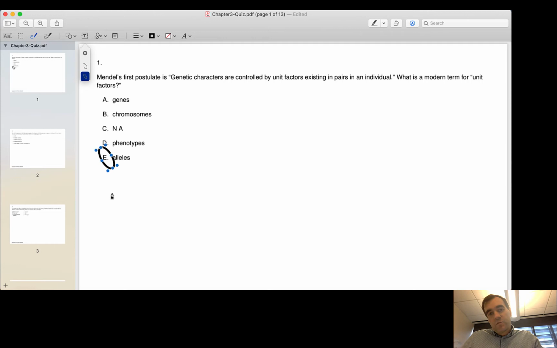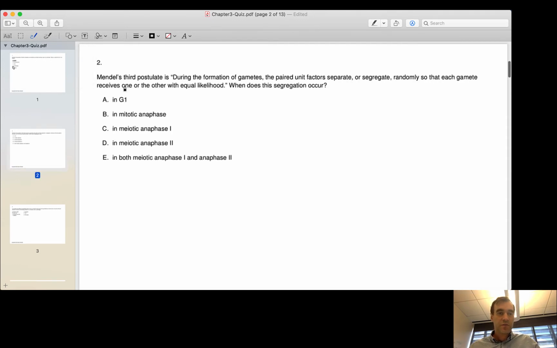So the trick to this is the fact that the unit factors exist in pairs. So we have pairs of alleles. We have two copies, two alleles. We don't have two genes. So that's the reason that alleles is the best answer. Some of you found some textbook text that suggested that unit factors are genes, so I also gave you credit for that answer. But the best answer for this is alleles.